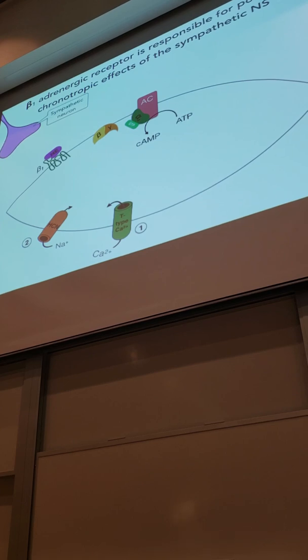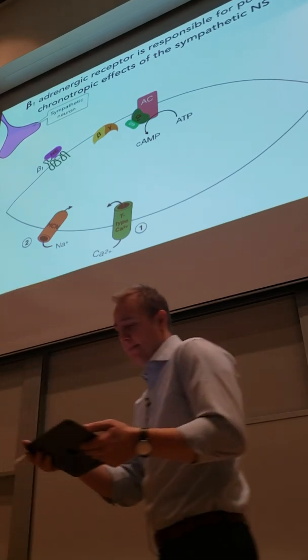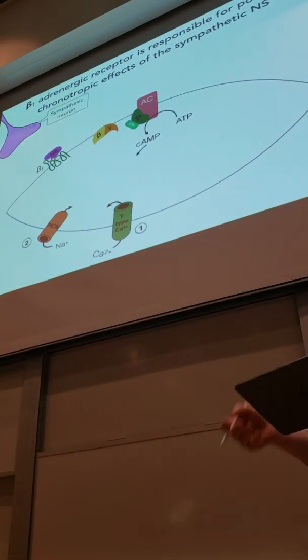Okay, so we make cyclic AMP. Do we make one molecule, or how does this work? We make lots of this. Okay, so this is an amplification effect. This enzyme is active for a period of time. All right, so we make lots of cyclic AMP.